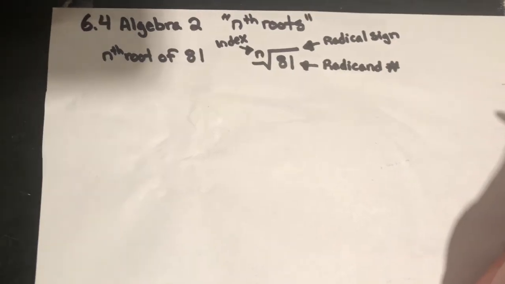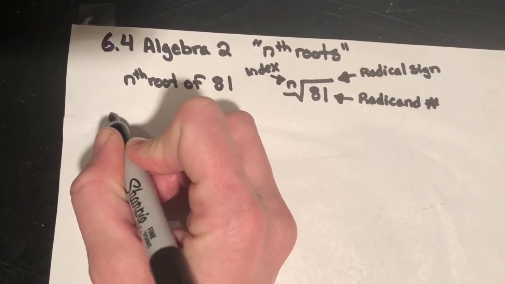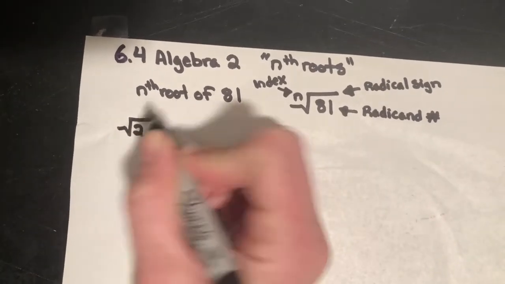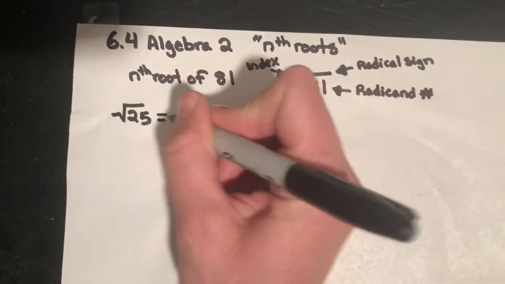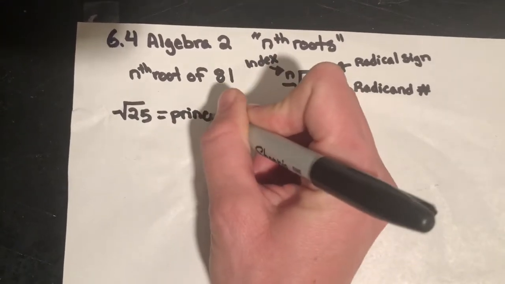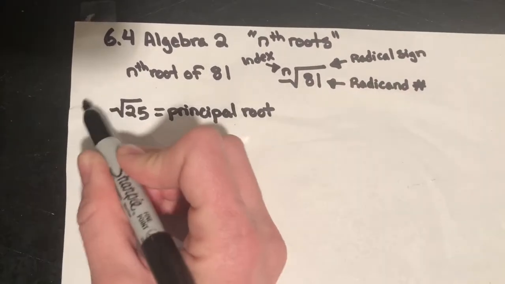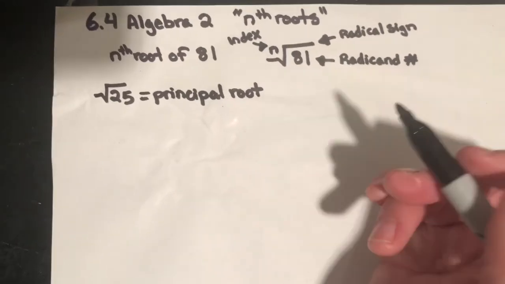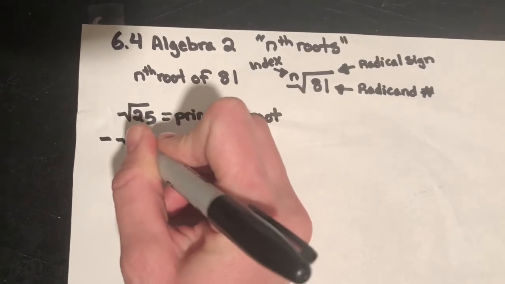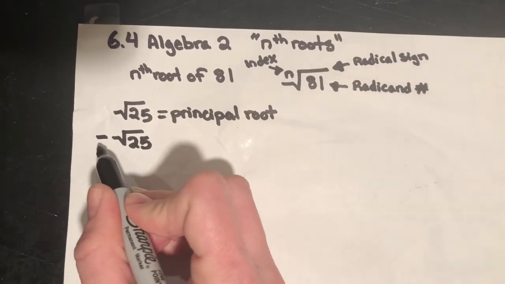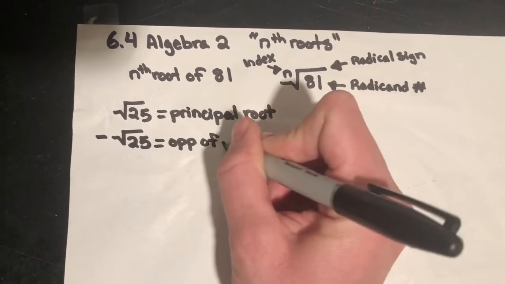Now, there's 3 types of roots that we work with. First of all, we work with something called a principal root. Let's take, for example, the root 25, something that we are pretty familiar with. If we have just the principal root right here, we have nothing out in front of it. We actually want the principal root. Now, if we want the opposite of the principal root, we would have a negative sign out in front of that. That is going to be the opposite of the principal root.